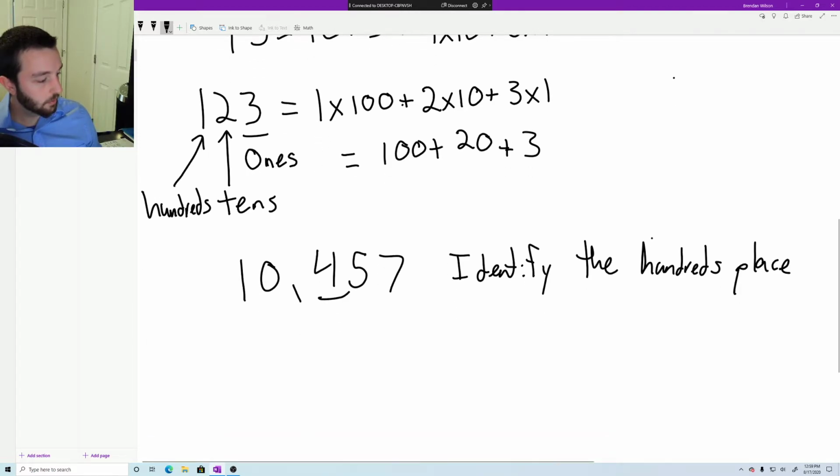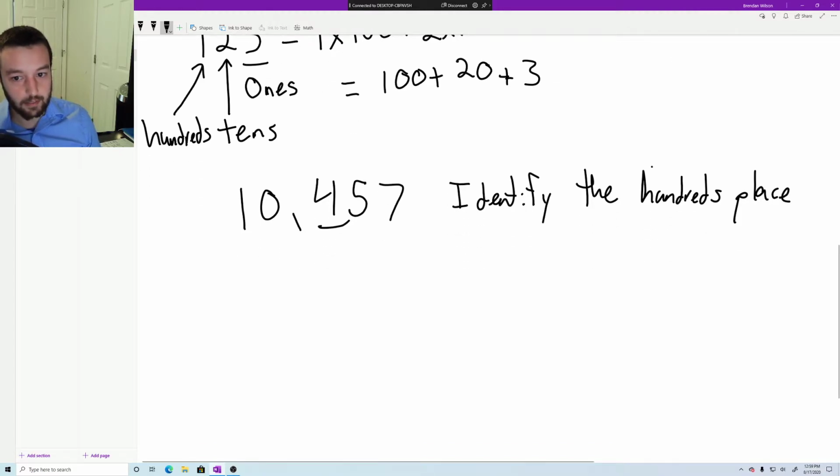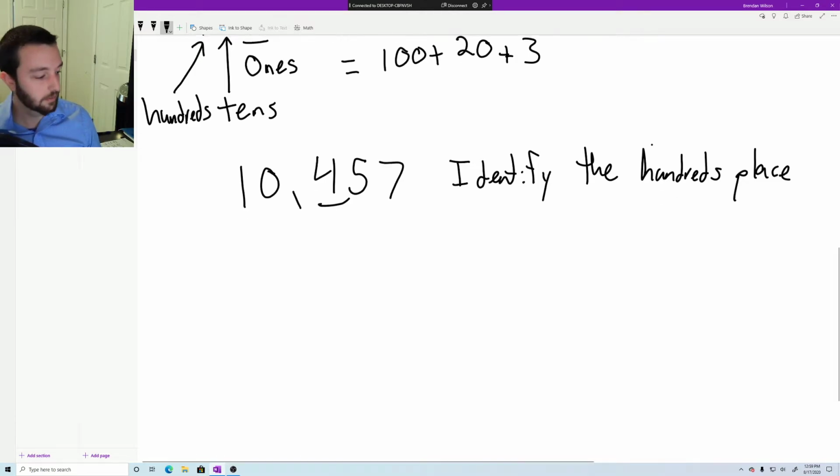What I encourage you to do is look at the book in this section, because it uses blocks to make this a little more accessible. It's hard for me to do that on here, but definitely take a look at the book on this section.